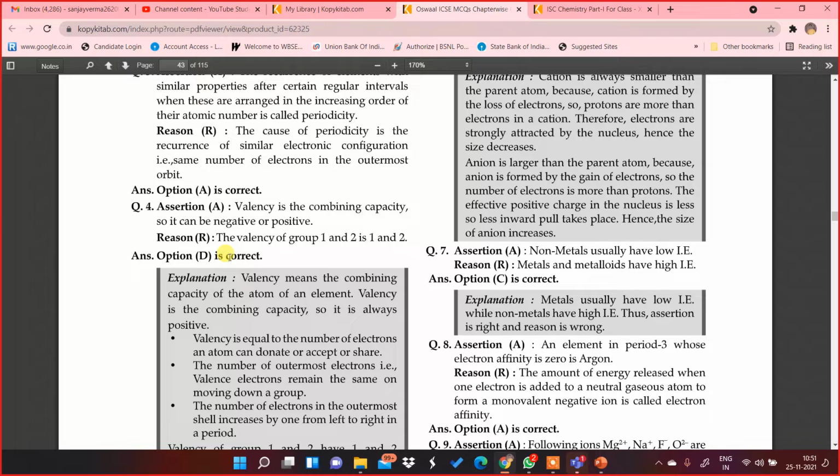Then moving to question number 4. Assertion: valency is the combining capacity, so it can be negative or positive. Reason: the valency of group 1 and 2 is 1 and 2. A can be true, R can be true, but R is not the correct explanation over here. So option D is given as correct.